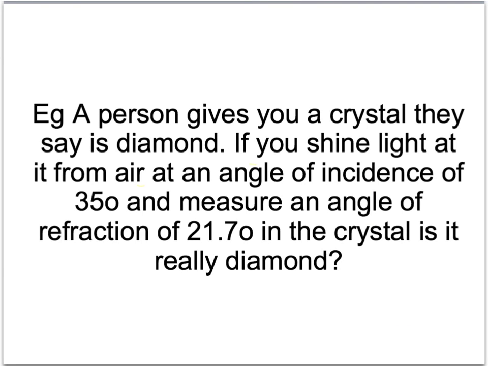Here's a really practical application, and it's the question I'm leaving you with right now. Say a person gives you a crystal they say is diamond. If you shine light at it from air at an angle of incidence of 35 degrees and measure an angle of refraction of 21.7 degrees in the crystal, you can actually tell if it's diamond. So here's what I want you to do. Go back through this video. I've given you the index of refraction of diamond. You've got the equation. Try and solve it and see if it's actually diamond. If you can do that, you can do anything I'm going to ask you with Snell's Law.